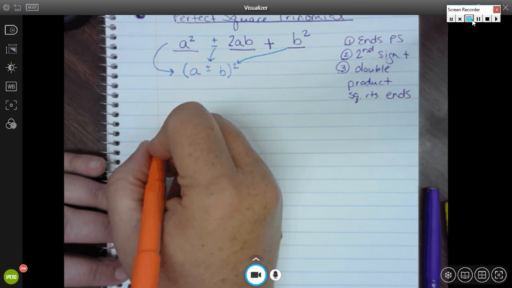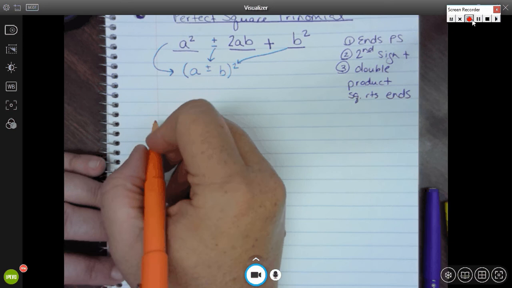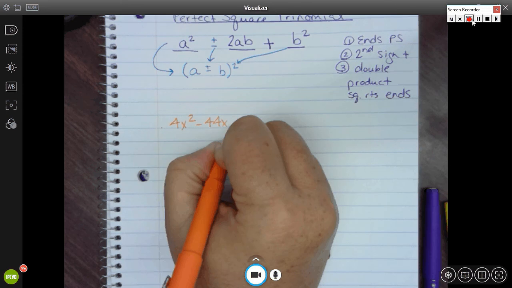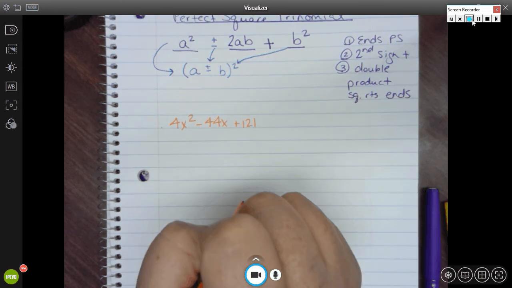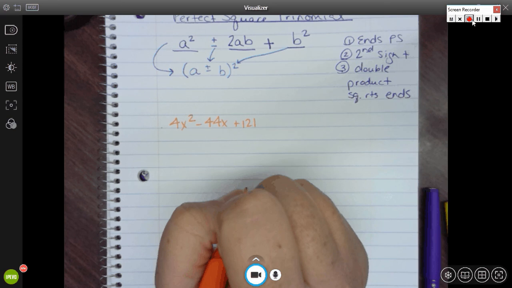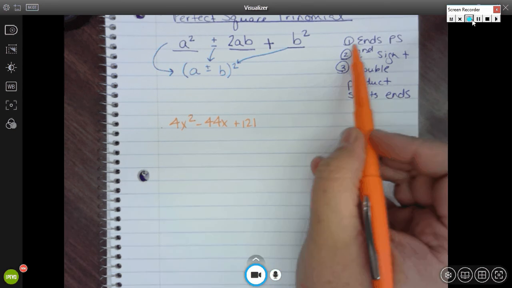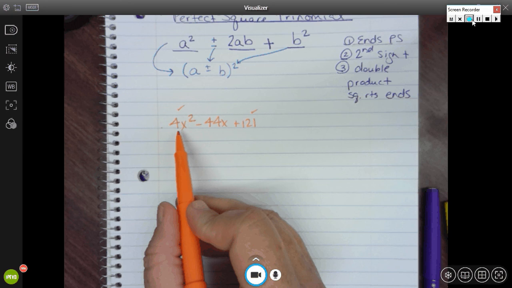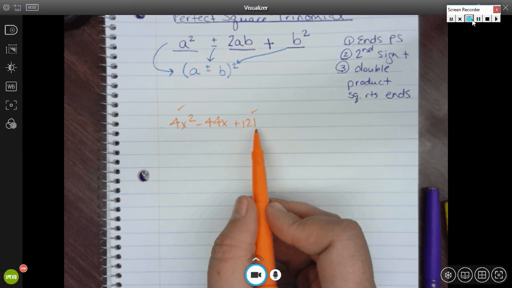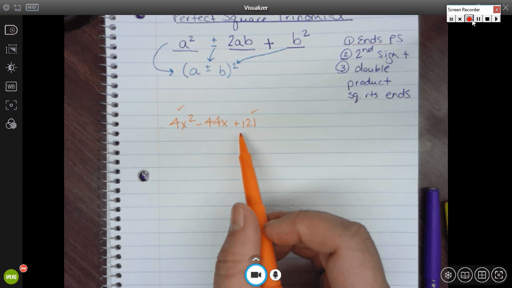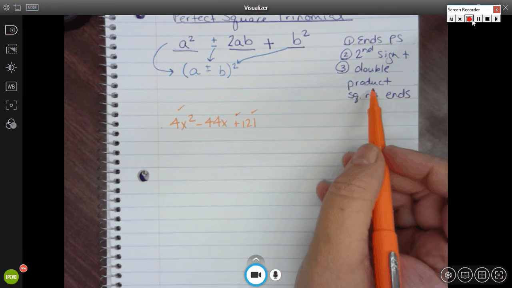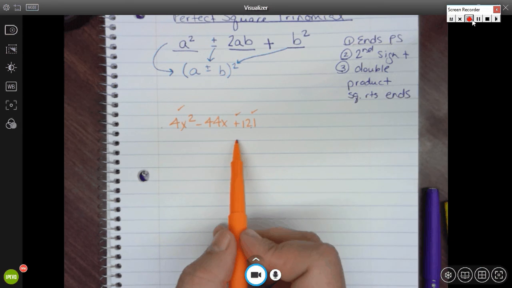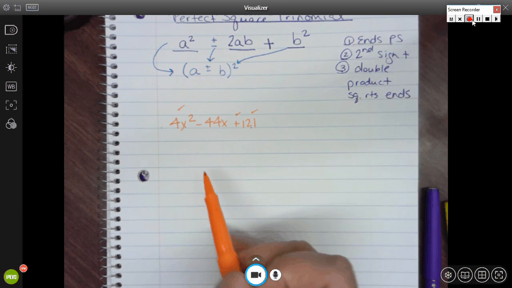If I have, let's say, 4x squared minus 44x plus 121, okay? And I want to know, is that a perfect square trinomial? Well, are the ends perfect squares? Why, yes. Yes, they are. The square root of 4x squared is 2x. The square root of 121 is 11. Is the second sign positive? Well, it absolutely is. If I take the square roots of the ends, multiply them together, and double it, does that give me what's in the middle? Well, let's see.